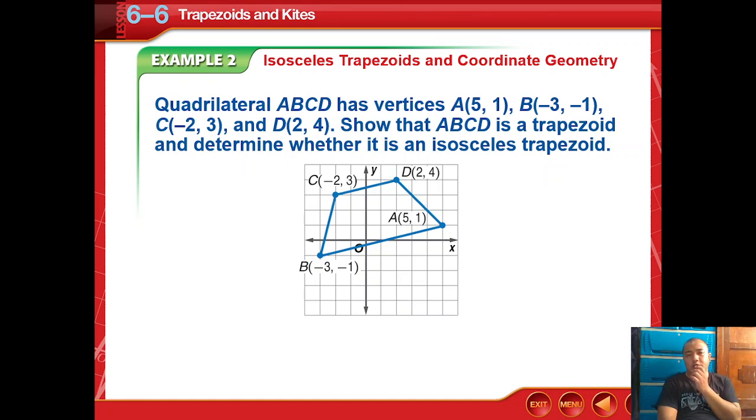Now, we have here a trapezoid in the Cartesian plane. Quadrilateral ABCD has vertices A(5, 1), B(-3, -1), C(-2, 3), and D(2, 4). Show that ABCD is a trapezoid and determine whether it's an isosceles trapezoid. To show that this quadrilateral is a trapezoid, the upper base and the lower base must be parallel, so their slopes should be equal. To determine if it's isosceles, segment BC should be congruent to segment DA, which should be equal by the distance formula.